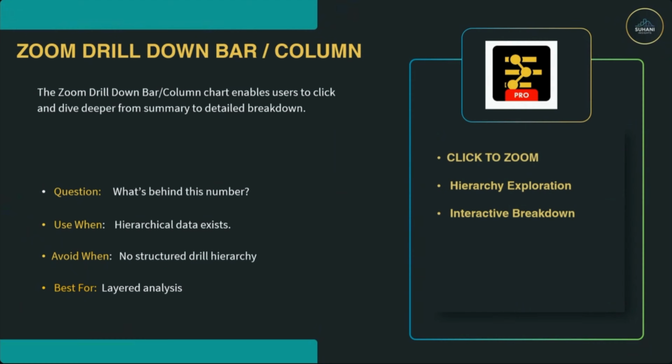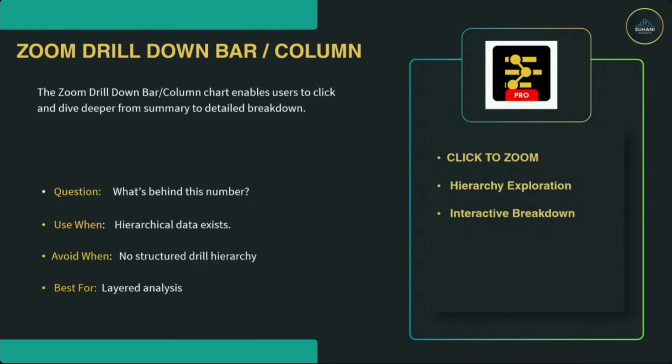For example, we can go from category to subcategory, then to segment, then to ship mode, then to weekday, weekend. We can analyze all of them in a single chart rather than making 6 to 7 different charts for each topic, making a single chart where we can drill down through it. So the question we analyze while talking about this chart is: what's behind this number? What's driving this number? What's the reason this number is this much, this number is high and this number is low? We can understand that with the help of the zoom drill down bar and column chart.